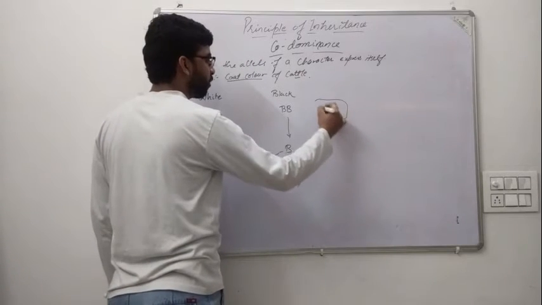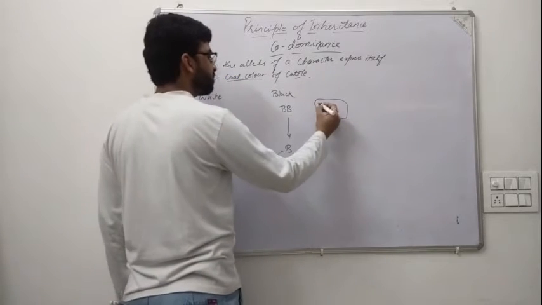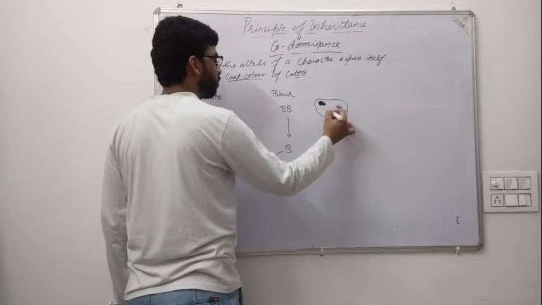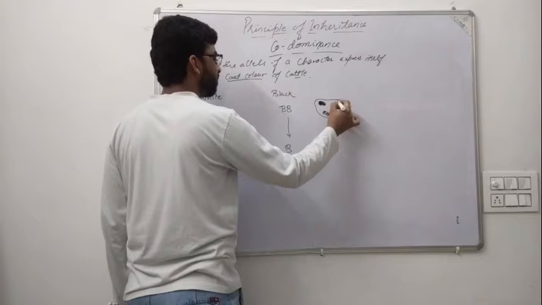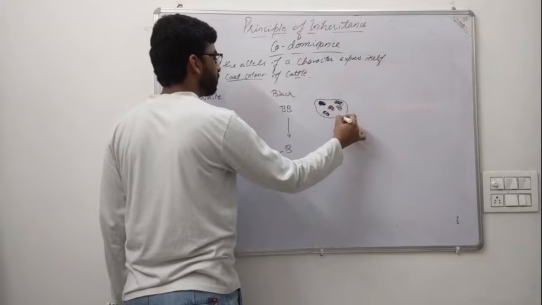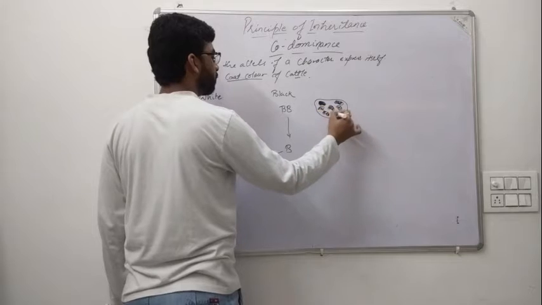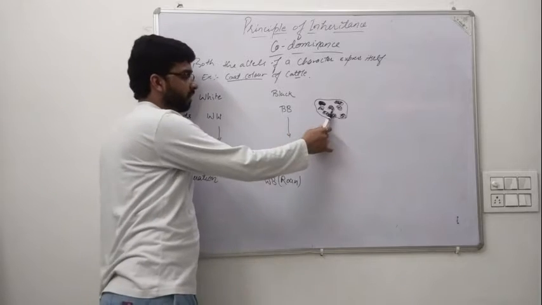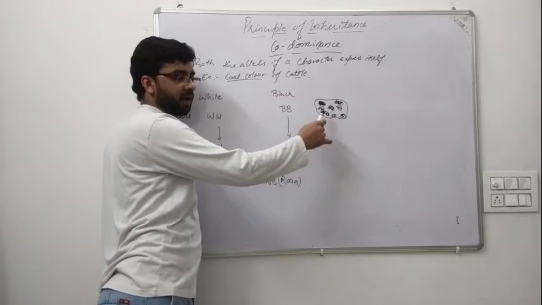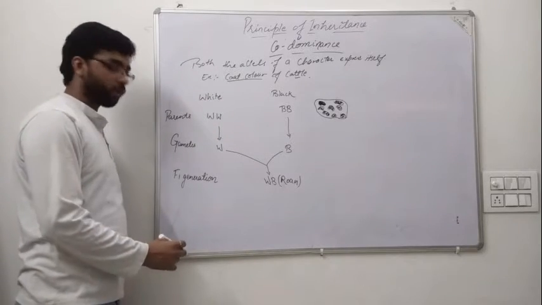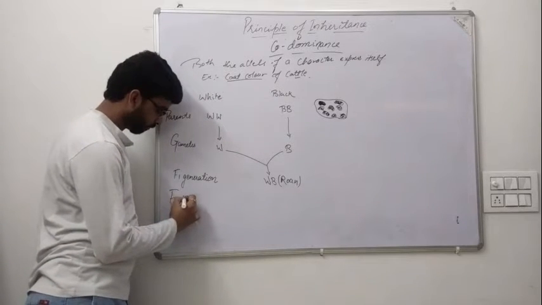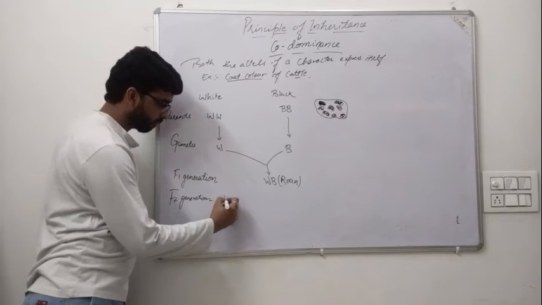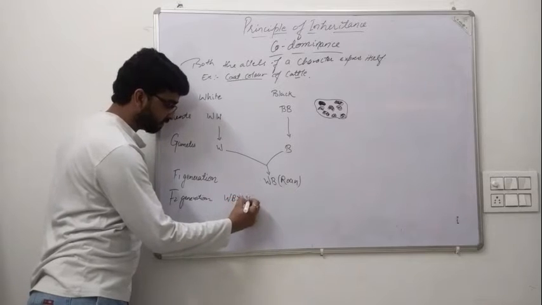Roan means the calf has patches of white and black on its skin, somewhere white patches, somewhere black patches. This means both the white color and the black color are dominant here, so that's why it's a roan color. Now the F2 generation, a self cross of the F1 generation.